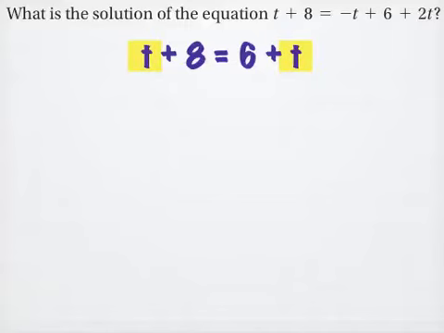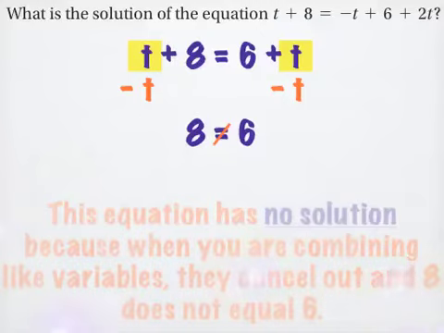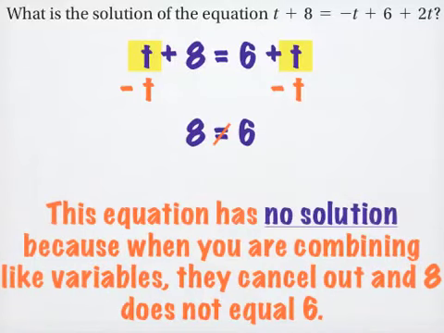It doesn't matter which way we subtract. Notice we have one t on both sides. But if you notice what happens when I subtract a t from both sides, my t's cancel out. On both sides I have t minus t, which cancels out. So I'm just left with 8 equals 6. Well, 8 equals 6 is not a true statement. When I'm left with a statement that is not true, when I'm trying to solve an equation, I say that this equation has no solution, because when you are combining like variables, they cancel out, and 8 does not equal 6.